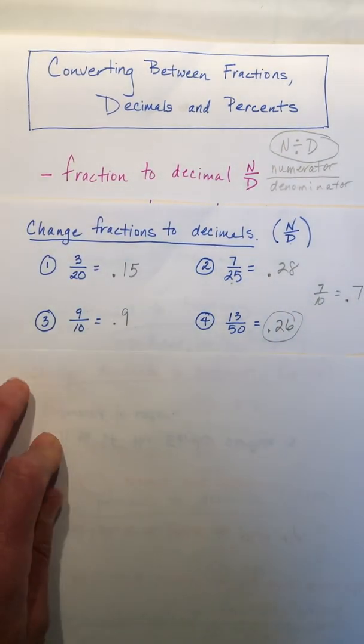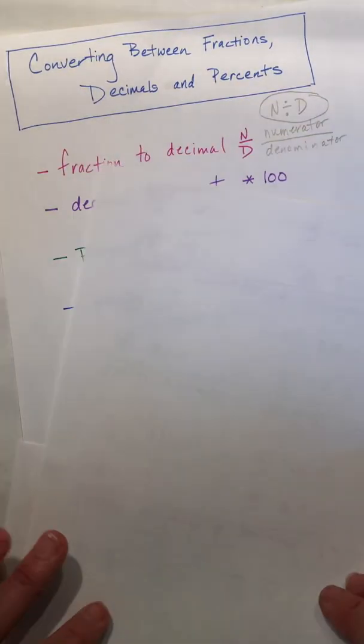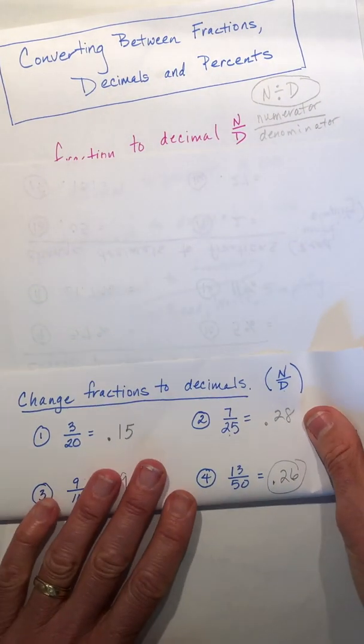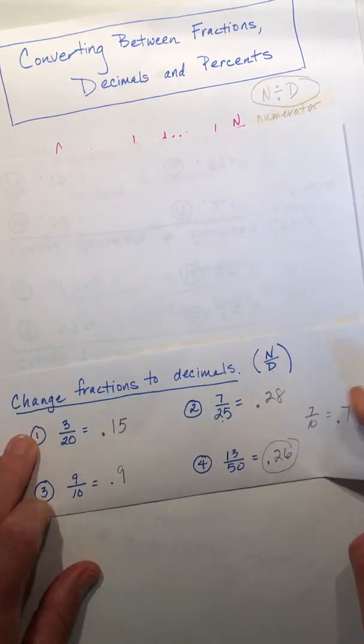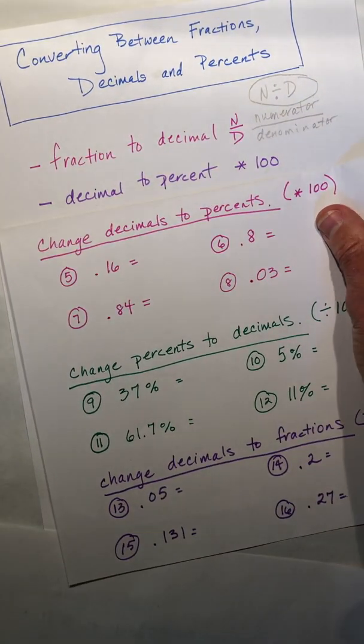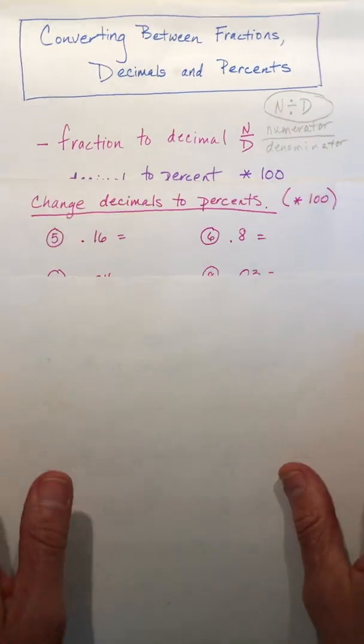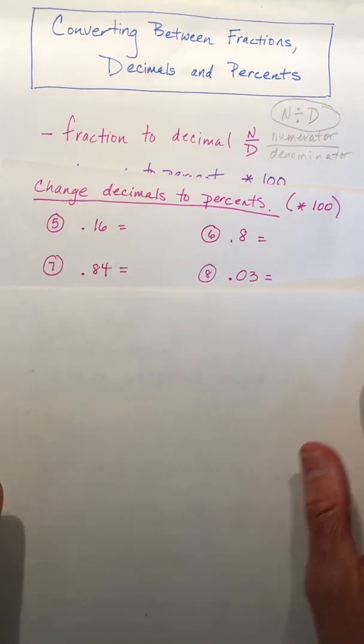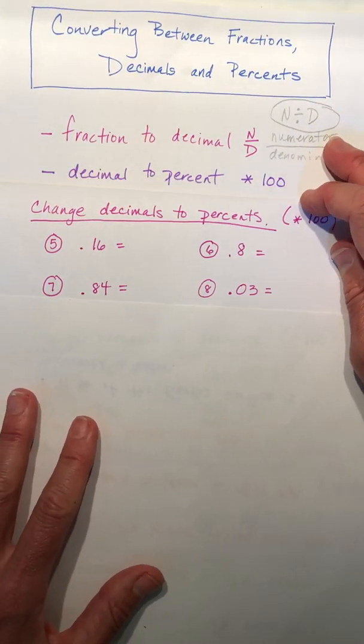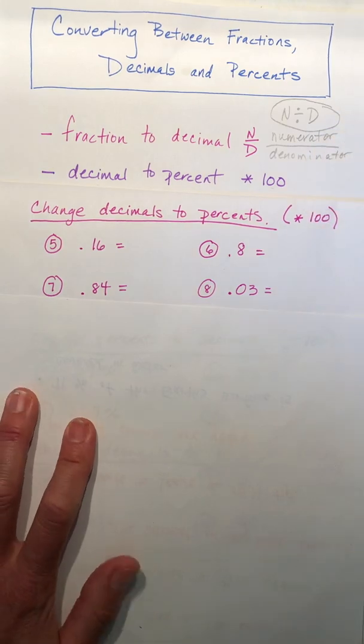Okay, let's work on to the next section. In this part, and let me just fold this back so we're not too busy here. In this section, we're going to change decimals to percents. And I love changing decimals to percents because it's so easy. I just have to multiply by 100.